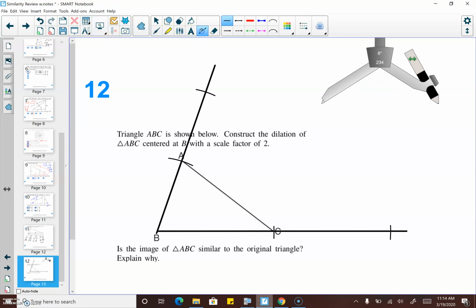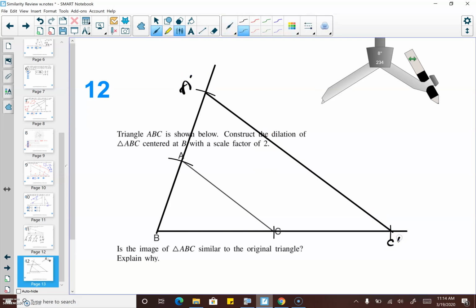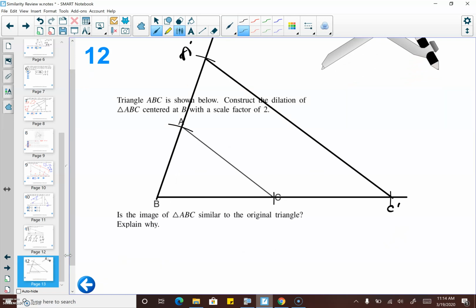So now we're going to connect this to finish off our triangle so that we actually have an image triangle. So we'll call that, for simplicity purposes, this will be A prime and C prime. So there's our dilation, and it says, why is the image ABC similar to the original triangle?